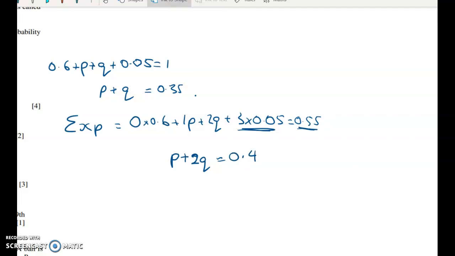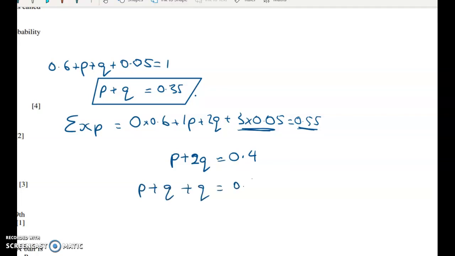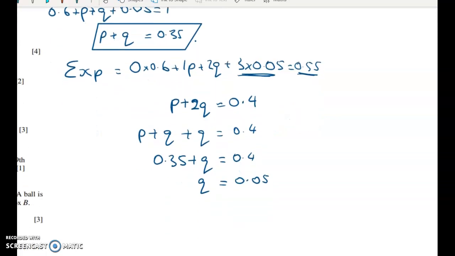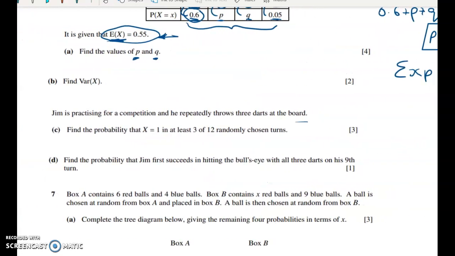So we can solve those very easily because we know that P plus Q is 0.35. That means that P plus 2Q is equal to 0.4. Substituting in the 0.35 gives us Q is equal to 0.05. And that means that P must equal 0.3. Okay, so that's the first part of the question done.